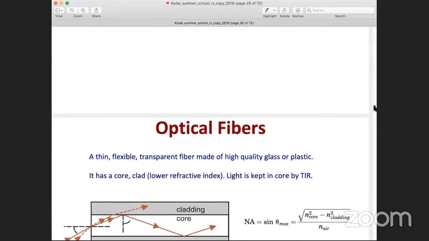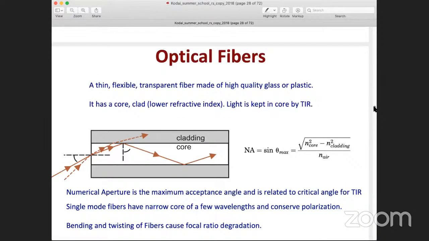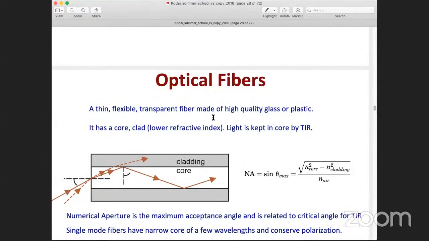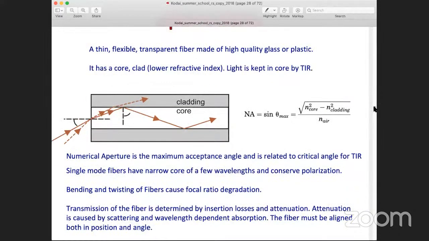We also have optical fibers, which are used in astronomy basically to transport light from one place to another. It is a thin, flexible, transparent fiber made of high quality glass or plastic. It has a core and cladding, and it works on the principle of total internal reflection, because the light passing through it is totally internally reflected, so there is no loss of light. The numerical aperture is the maximum acceptance angle, related to the critical angle for total internal reflection.